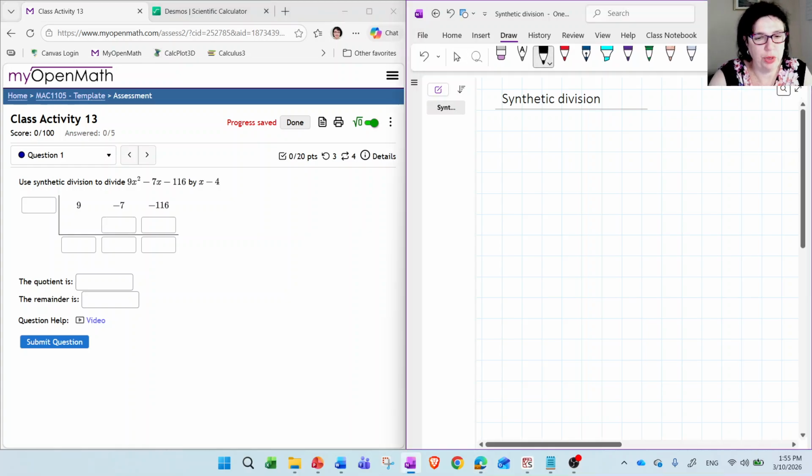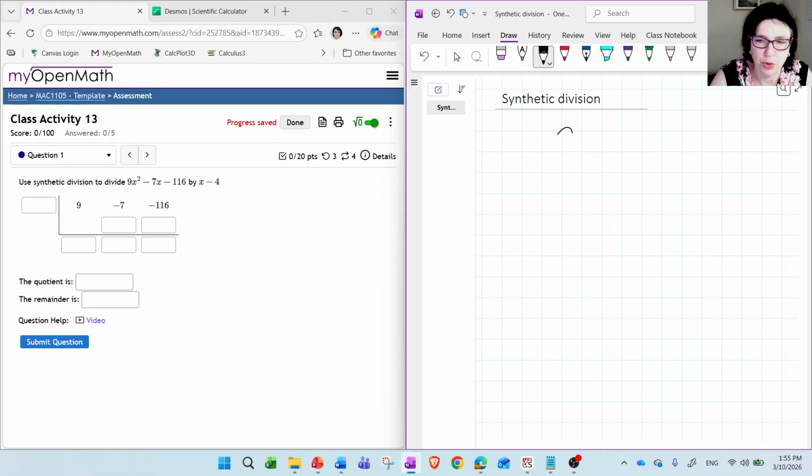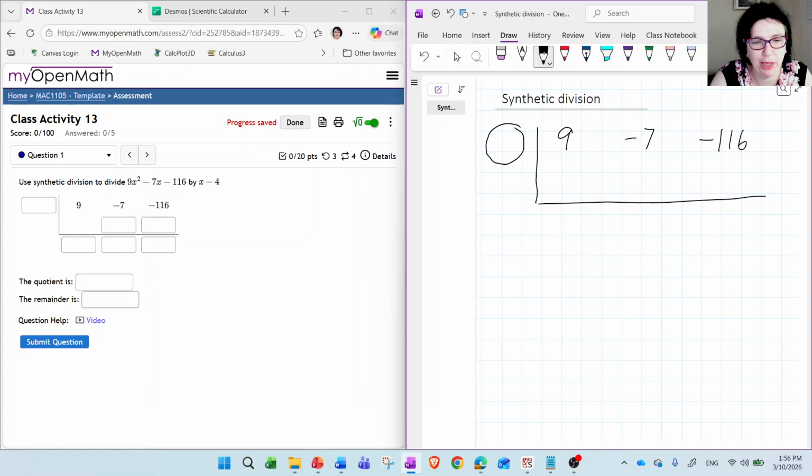What you do is first you take what's called the dividend, which is what you are dividing, 9x squared minus 7x minus 116. And you want to drop the variables and only write the numbers, okay? So we'll get 9, imagine just get rid of the x squared, then negative 7, we're getting rid of x, and then negative 116, okay? Then we're going to draw a half of a box. And then in the corner over here, what you want to do is put what is your divisor. So that's x minus 4. You're dividing by x minus 4.